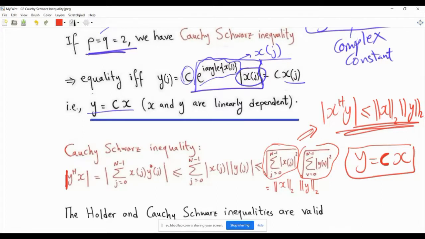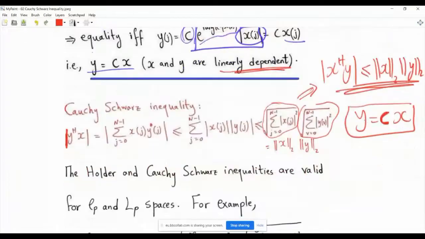Because this is the meaning that two vectors are linearly dependent. It means that one of them is just a constant multiplied by the other. Okay, so it is only in this case that we get an equality. Otherwise, the Cauchy-Schwarz inequality is satisfied with strict inequality.